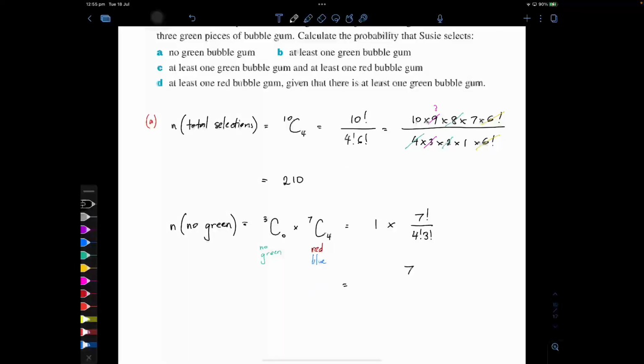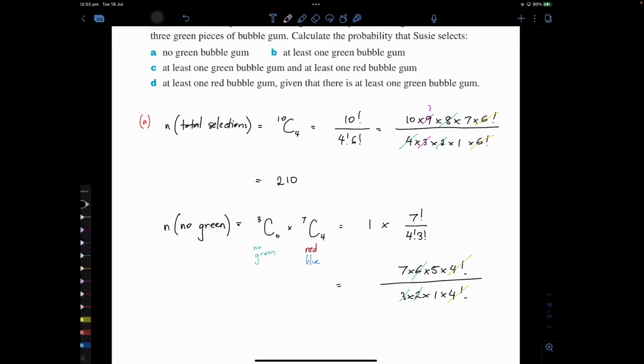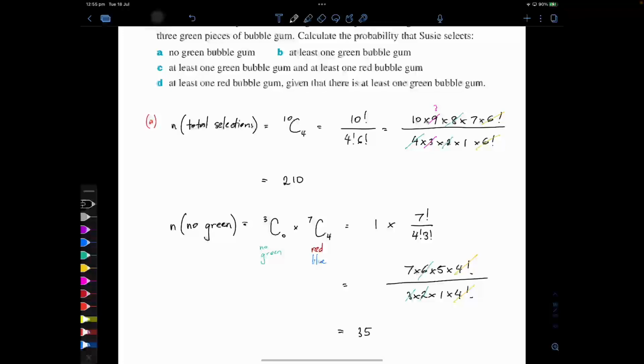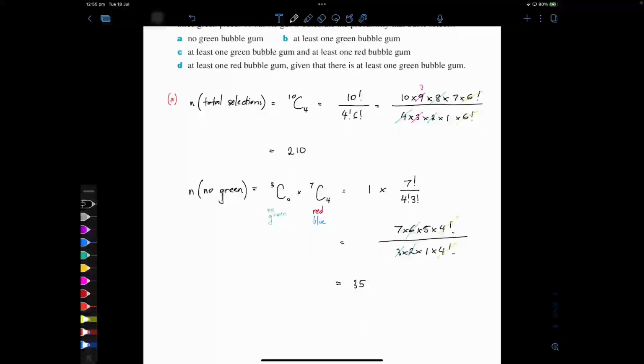7 factorial is 7 times 6 times 5 times 4 factorial, over 3 times 2 times 1 times 4 factorial. The 4 factorials here are going to cancel out, like so. What else cancels out? We've got the 3 and the 2, that cancels out with the 6. We're left over with 35 combinations there. So for part A, 35 over 210. Can we simplify that?